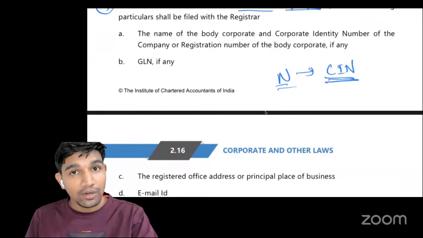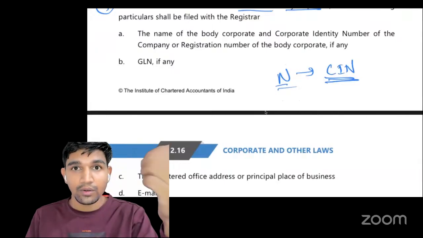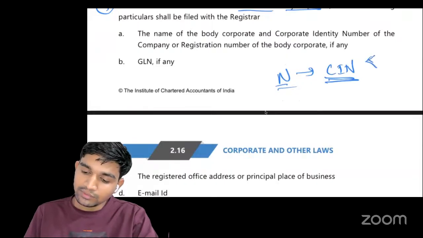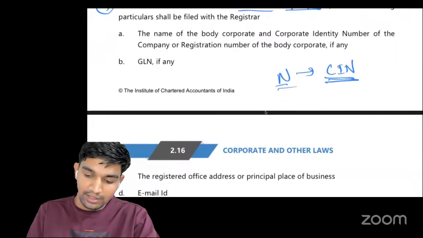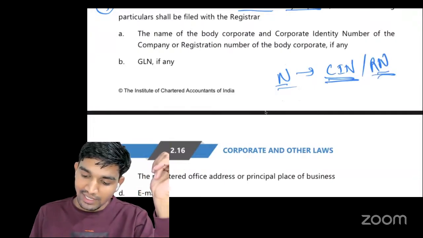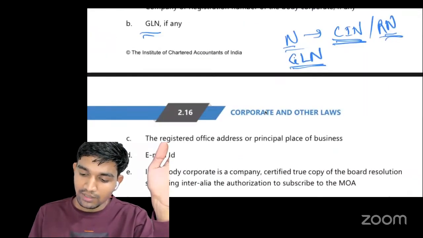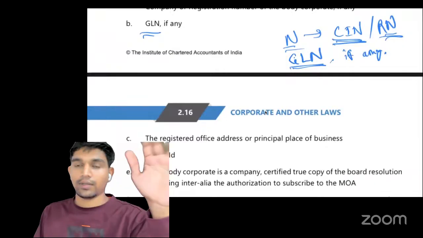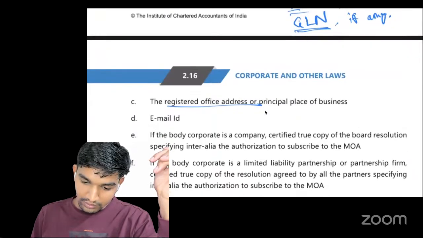But if the body corporate is not a company, is any other body corporate, it can be a cooperative society or something, whatever be the case, in that case we have to take the registered number, instead of CIN. Then we have to take GLN. I don't know what it is here. Okay, but GLN, if any, mention it. Then the registered office.